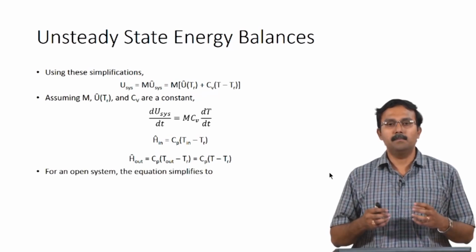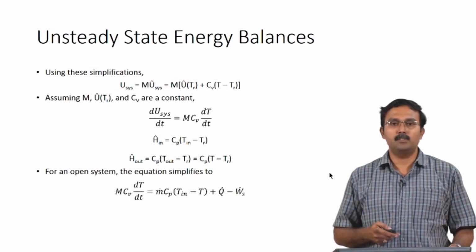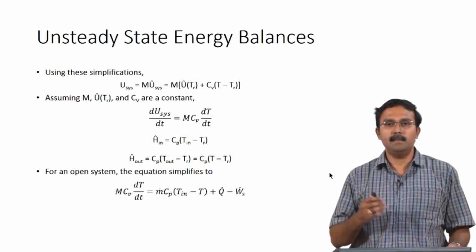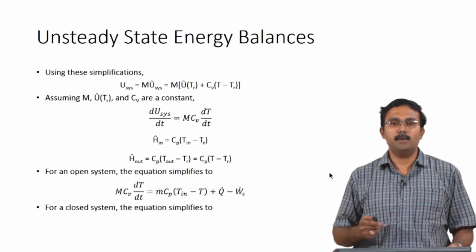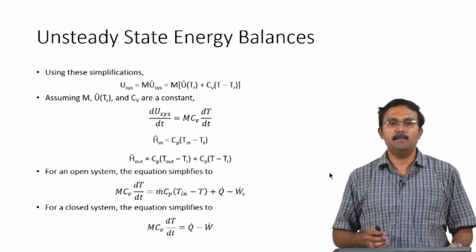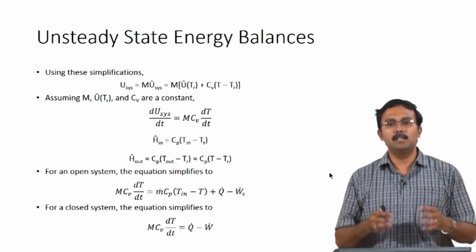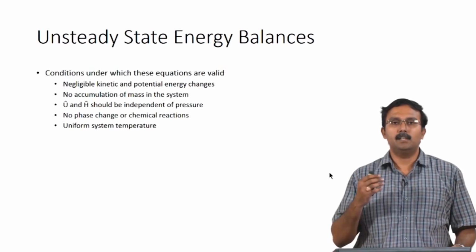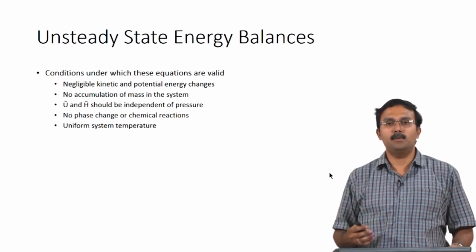For an open system, if we substitute these values back into the equation, it simplifies to m Cv dT/dt equals m dot Cp (T in minus T) plus Q dot minus Ws dot. For a closed system, the equation simplifies to m Cv dT/dt equals Q dot minus W dot. These are simple equations to work with. This is what we can actually solve. To summarize, for these equations to be used, these conditions have to be valid.